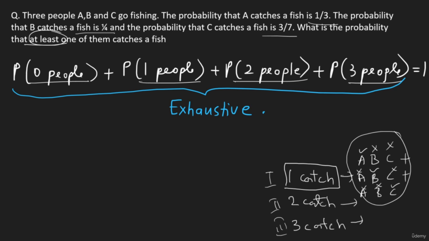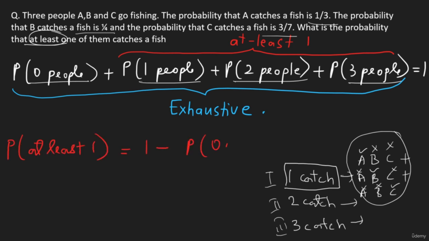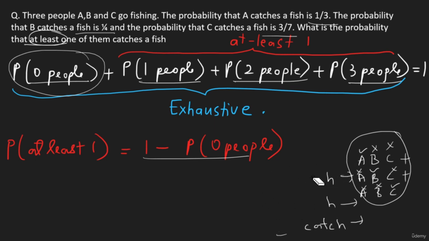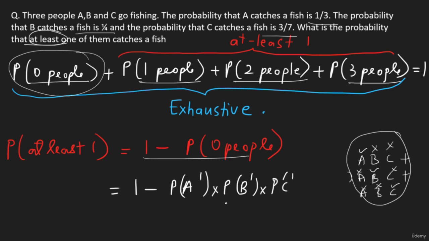Alright, now if we want to find the case where at least one of them catches a fish, that would be these 3 possibilities, right? Therefore, to find this one over here, that is the probability that at least one catches a fish, we just need to find 1 minus the probability where nobody catches a fish, right? Now this can be done in a very easy manner. Let me make some space over here. Alright, now that is equal to 1 minus complement of A into complement of B into complement of C, right?